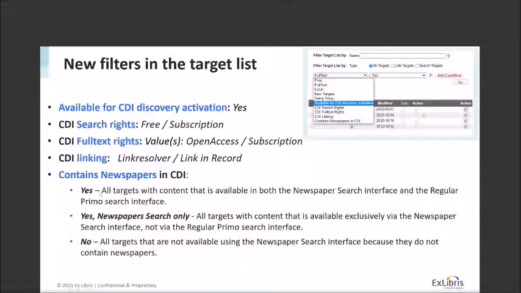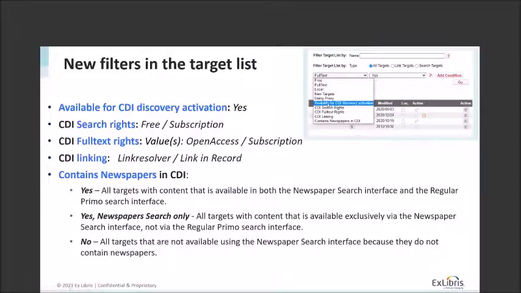And then there's a last filter here that is about how this collection works in CDI for newspapers. Does it contain newspapers? Yes or no? And if it contains newspapers, is it available in the regular Primo CDI search, or only in the newspaper search? All of these filters were also available in the Primo Central institutional profile, where you did the activation previously before we moved to single activation. And in SFX, the way to use the filters is to use this section in the KB manager that's about the target filters.